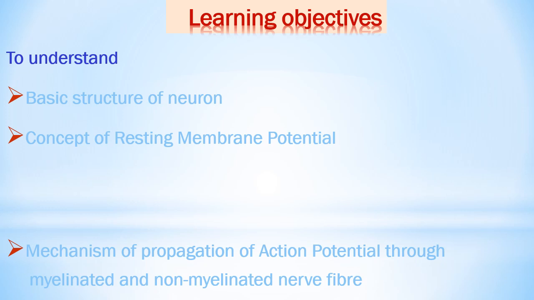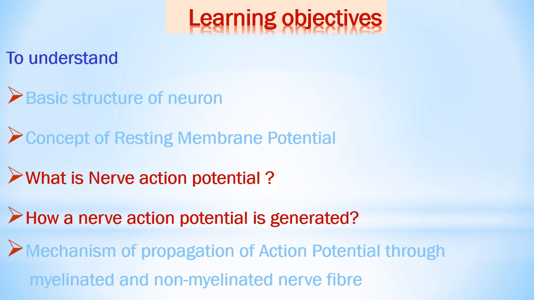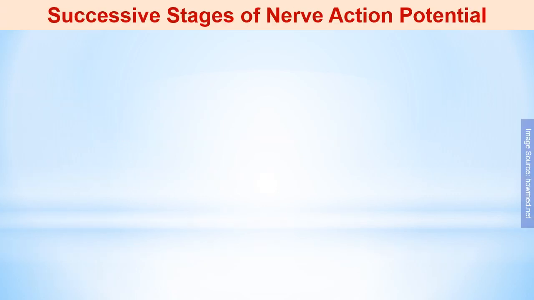So with this understanding of the membrane potential, let us discuss the third and the most important learning objective of this presentation, that is the nerve action potential and how a nerve action potential is generated in a neuron. To understand the nerve action potential, let us discuss the successive stages of nerve action potential.